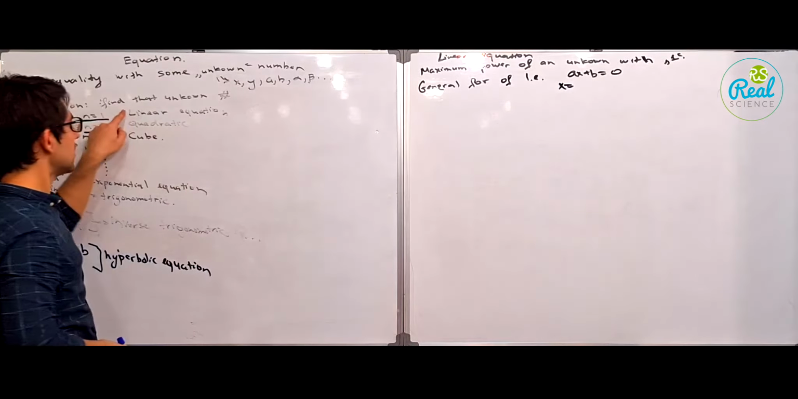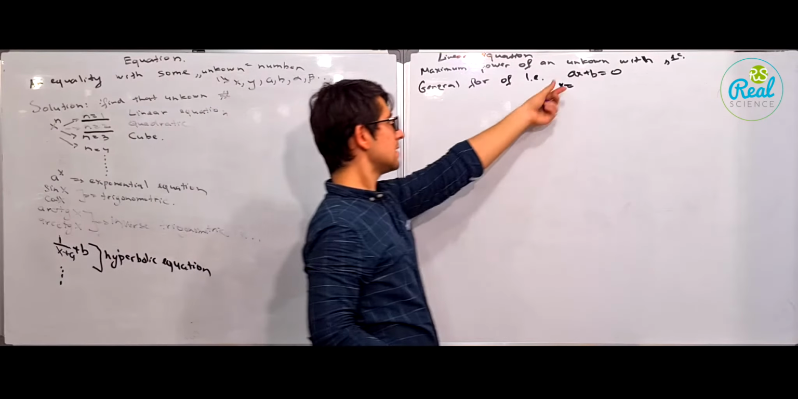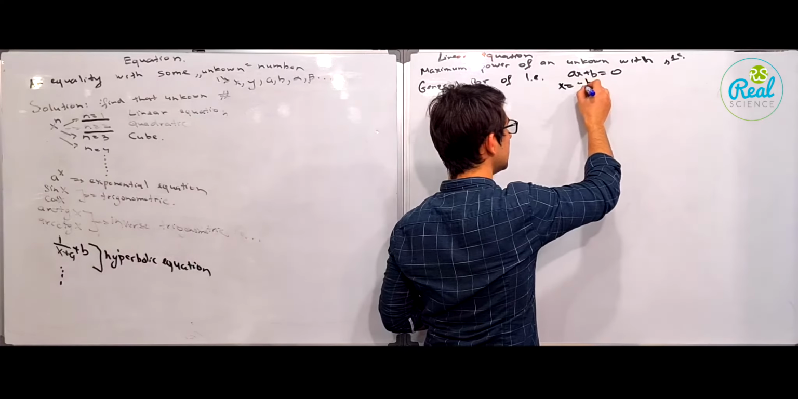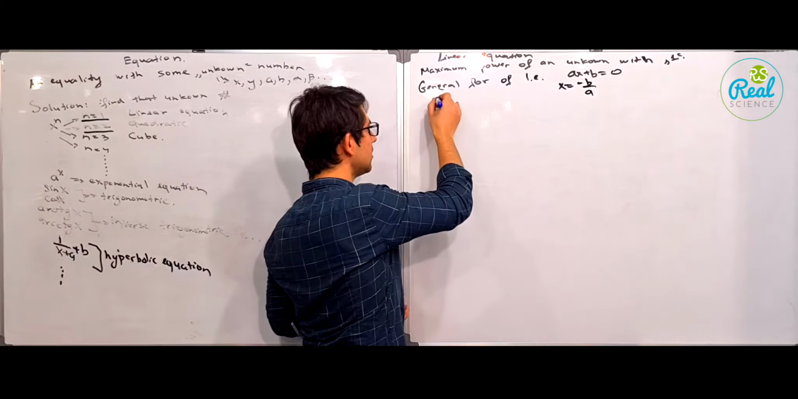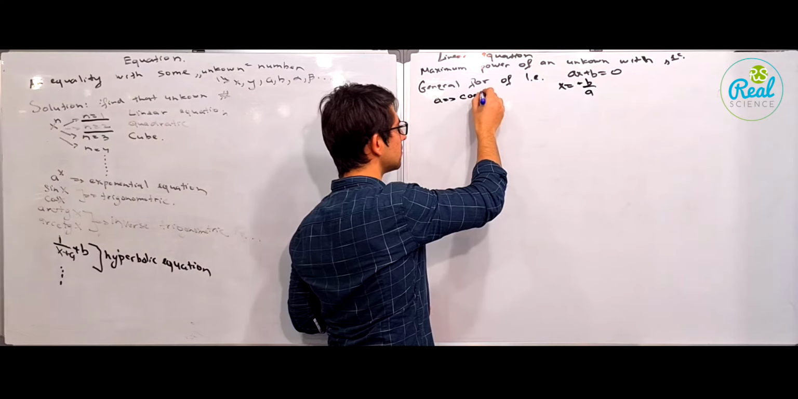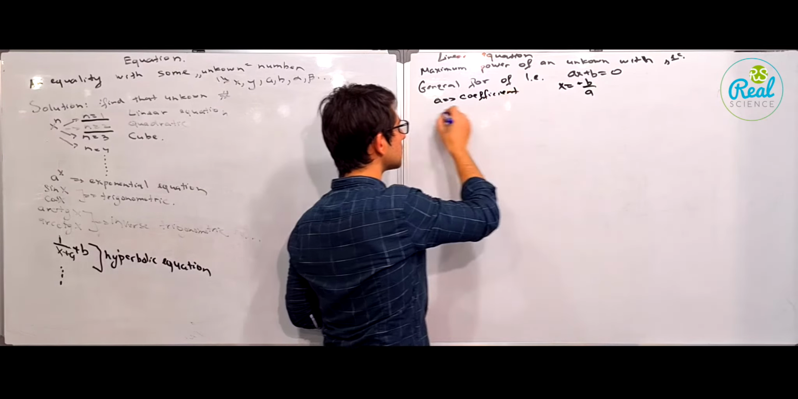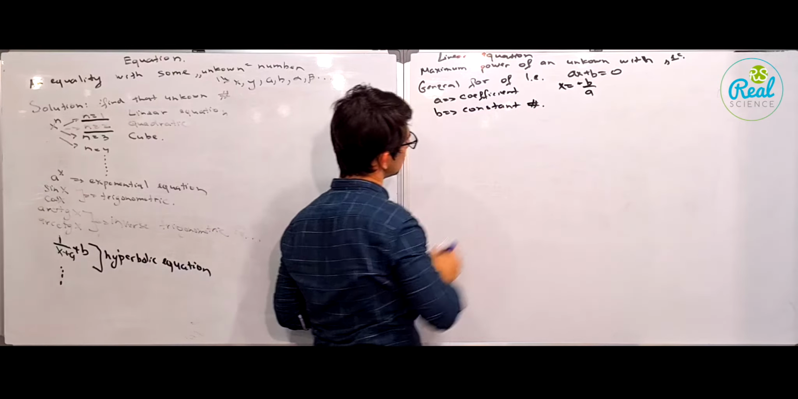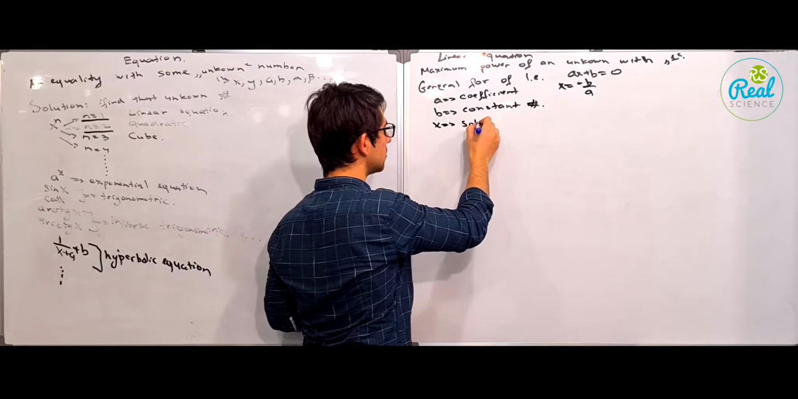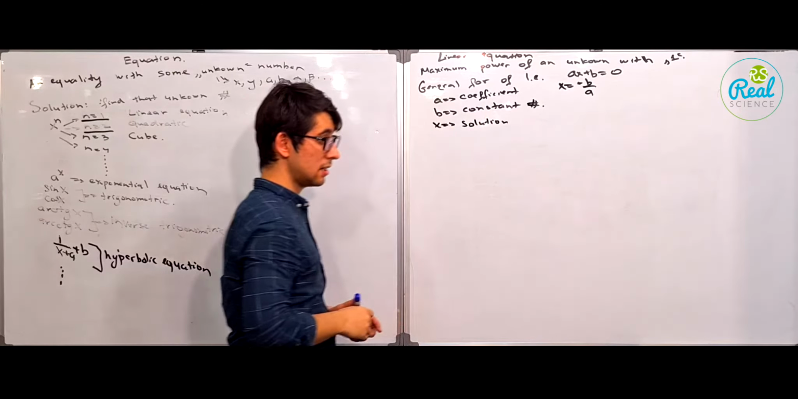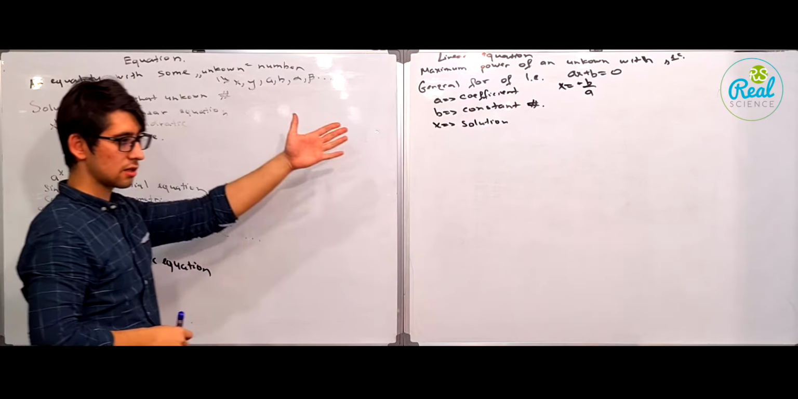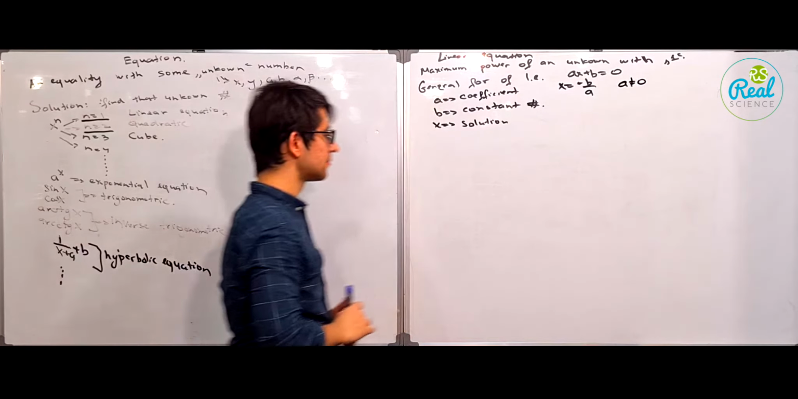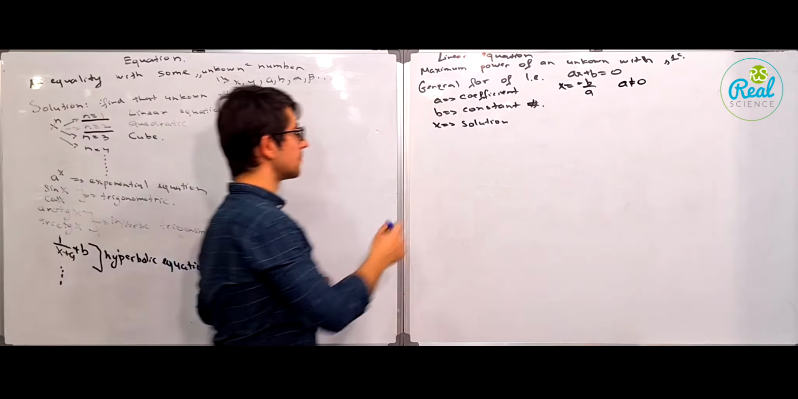The solution is to find that unknown. What is unknown here? Is it a or b? It is x, right? x equals minus b divided by a. Here, a is the coefficient, right? b is a constant number. x is the solution of a linear equation, right? It's not a fraction, okay. Where a is not equal to 0, right? So this is the general form.